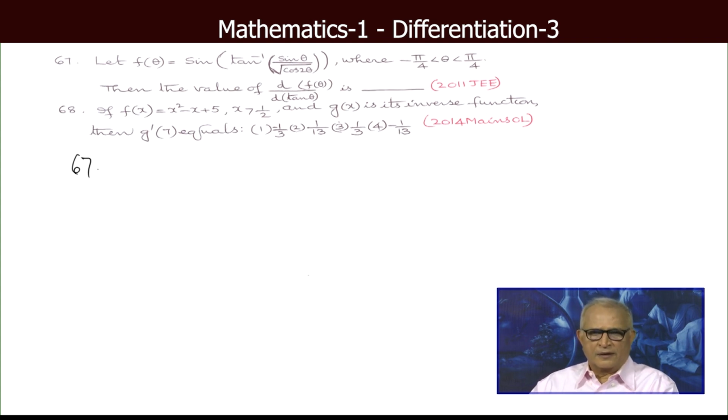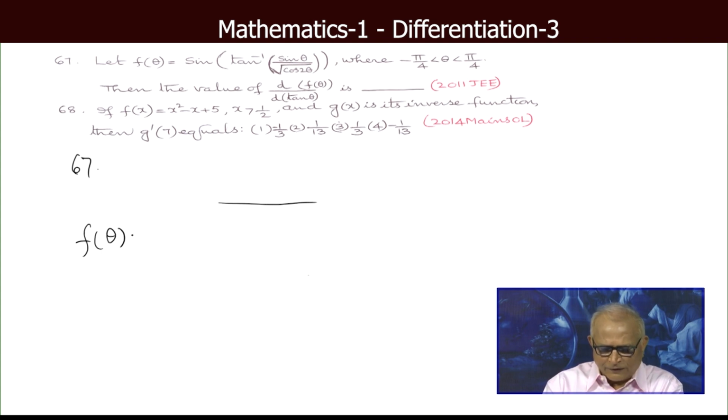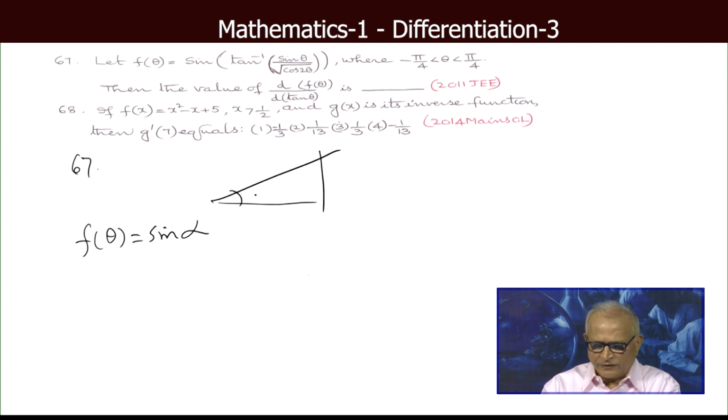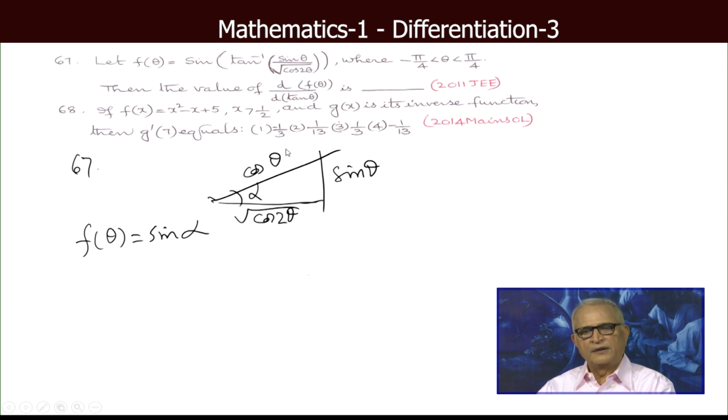Okay. So, this means f theta equal to sin alpha, where alpha is, this will help you to simplify things easily. Alpha is arc tan sin theta by root of cos 2 theta. That means tan alpha is sin theta by root cos 2 theta. If this is sin theta, this will be root cos 2 theta, proportional values only of course, and this will be cos theta, Pythagoras theorem. Because cos square theta minus sin square theta is cos 2 theta. So, therefore, third side.